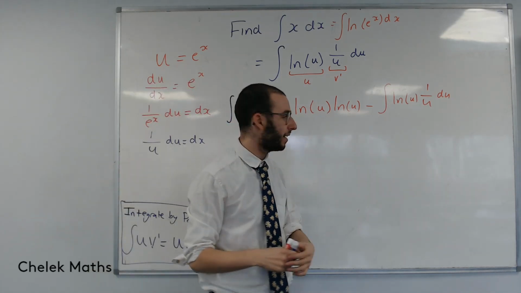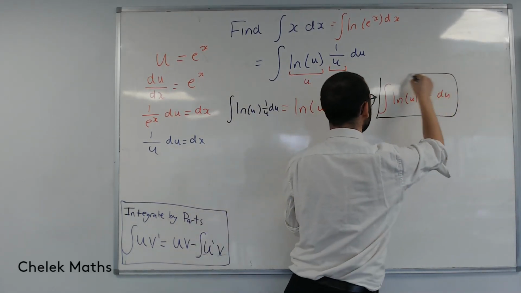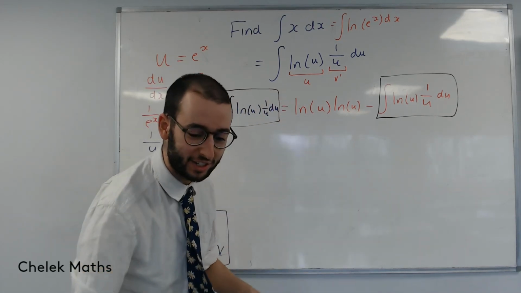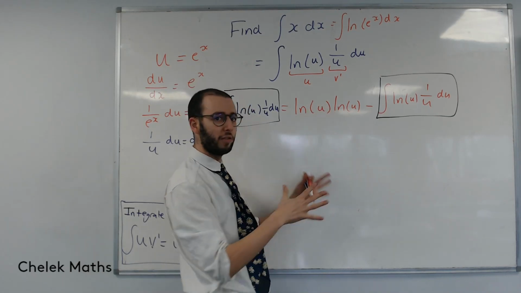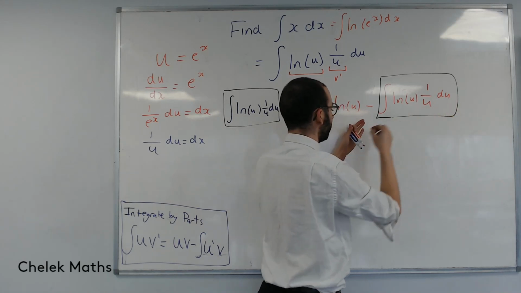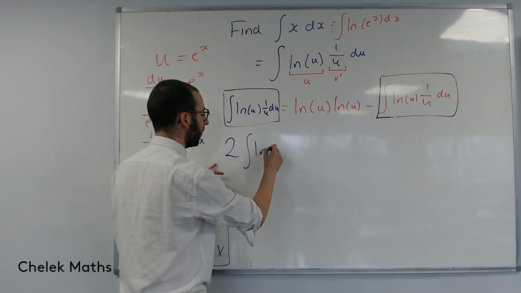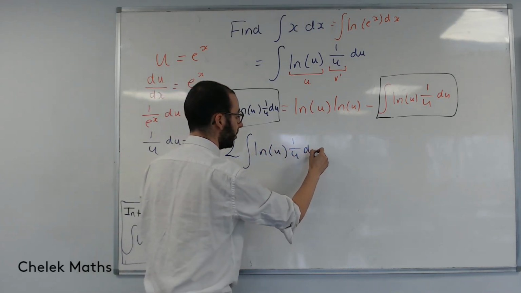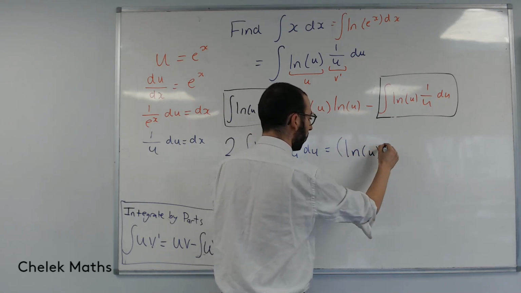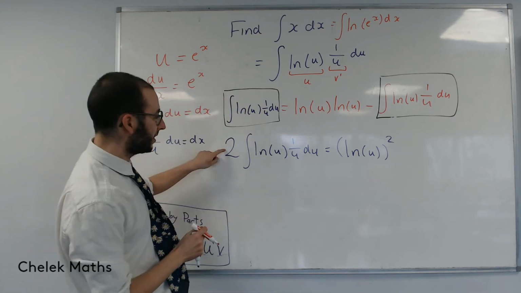And you might notice we have some things in common. We actually have that this is exactly the same as this. So we can use a really cool integration trick and just kind of solve this. So we're going to bring this to the other side, or we're going to add this to both sides. So really, we've ended up with two lots of the integral of ln u times 1 over u du equaling this, which is ln of u all squared. So we just times them together. Divide both sides by 2.